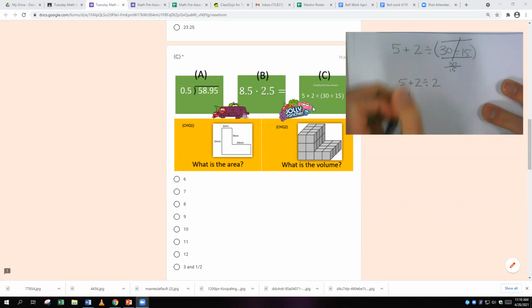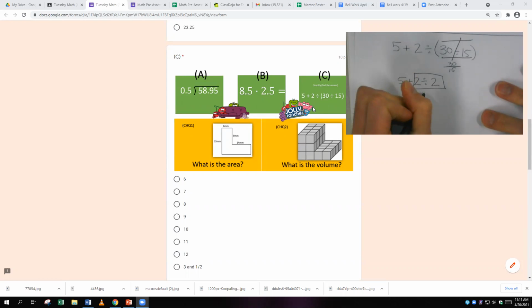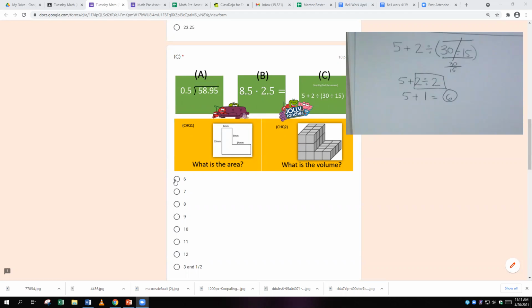Now what do we do? You always divide before you add or subtract. What is 2 divided by 2? 1. And then 5 plus 1 equals 6. So this answer is 6.